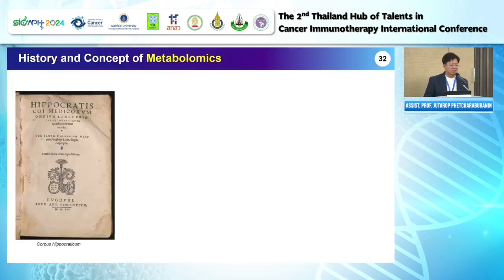Let's begin then. So, if we talk about metabolomics, it can't be denied that we need to start with this very ancient textbook. Does anyone know what this textbook is all about? Or has anyone read it before? It looks so ancient, doesn't it? So, this is called Corpus Hippocraticum. It's actually a compilation of texts recorded by Hippocrates and his colleagues and students during the classical period.